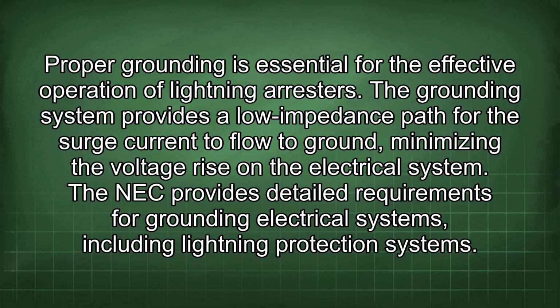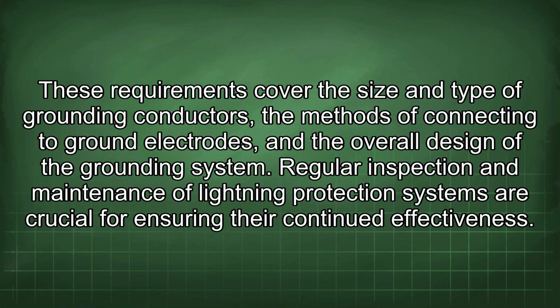Proper grounding is essential for the effective operation of lightning arrestors. The grounding system provides a low impedance path for the surge current to flow to ground, minimizing the voltage rise on the electrical system. The NEC provides detailed requirements for grounding electrical systems, including lightning protection systems. These requirements cover the size and type of grounding conductors, the methods of connecting to ground electrodes, and the overall design of the grounding system.